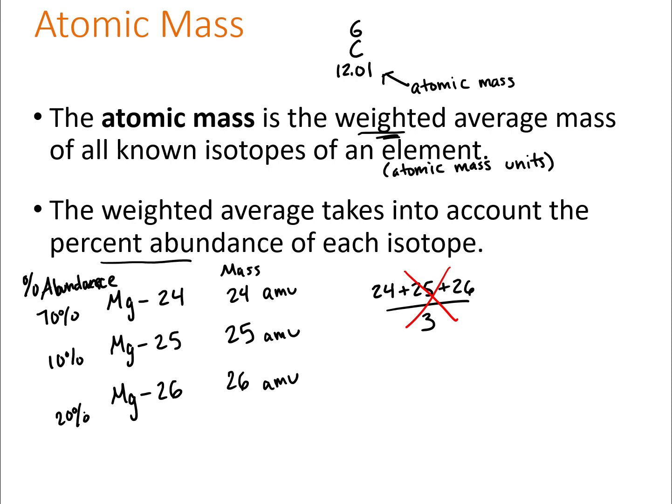But if we take into account the percent abundance as a weighted average, then what you'll see when we calculate it, and I'll show you how to do that on the next slide, is that the atomic mass is going to be closest to magnesium 24, because most of the isotopes in magnesium are magnesium 24. So what does that mean?